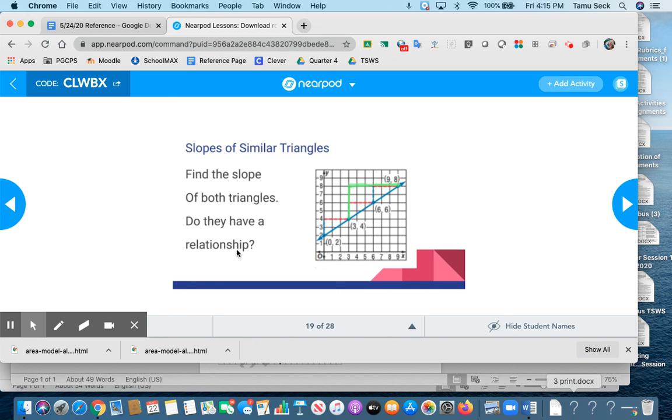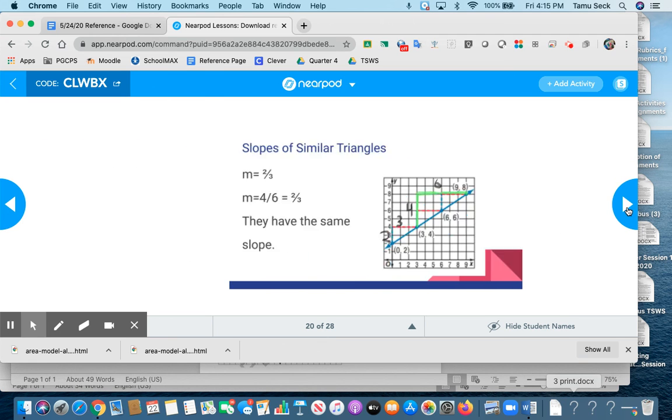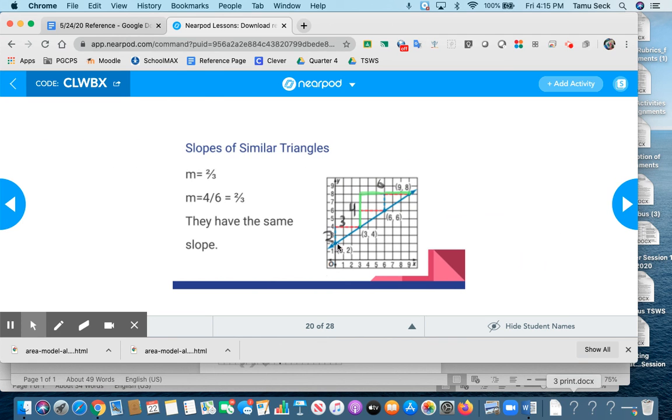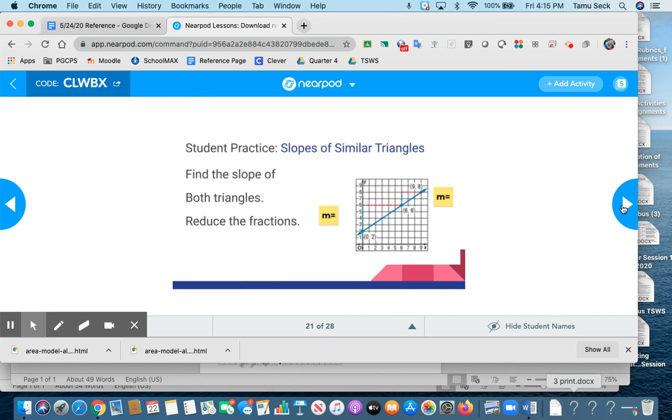So do they have a relationship? They reduce to the same fraction. They have the same slope. So 2/3 and 4/6, they reduce to the same fraction. I would like you to pause the video and find the slopes of both triangles.